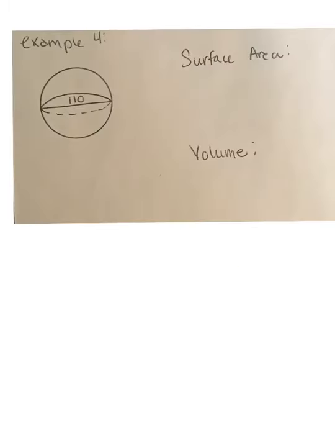Okay, and this last one, you're also given the diameter. So you can't use diameter in these formulas. You have to use radius, which means that we have to find just this distance from the middle to the outside. So I'm going to take 110, divide it in half, so divide it by 2, and it's 55. So that means that my radius for these problems is going to equal 55.